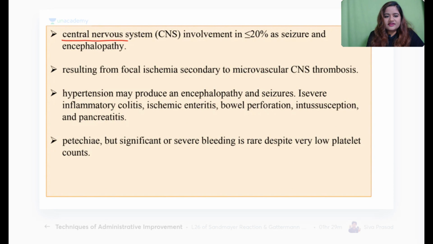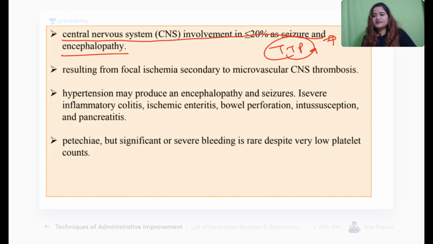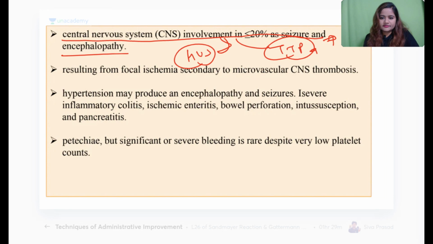Now CNS is very very rare. This is the most important finding which will help you differentiate it from TTP. ठीक है, अगर CNS involvement है then you can suspect a case of thrombotic thrombocytopenic purpura. But अगर CNS features नहीं है then you can suspect HUS. So this is the only differentiating feature that you have between TTP and HUS.